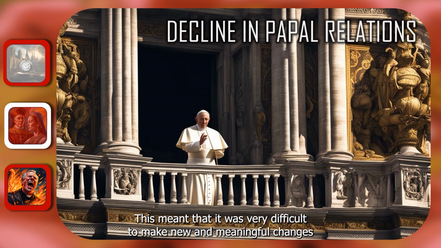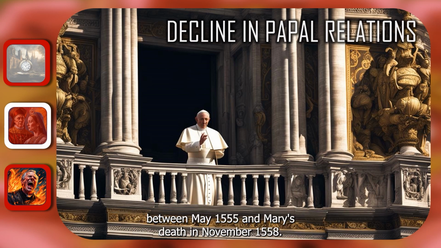This meant that it was very difficult to make new and meaningful changes between May 1555 and Mary's death in November 1558. However, in the final year of Mary's reign, she was able to open some smaller religious houses, showing that the final years were not completely futile.